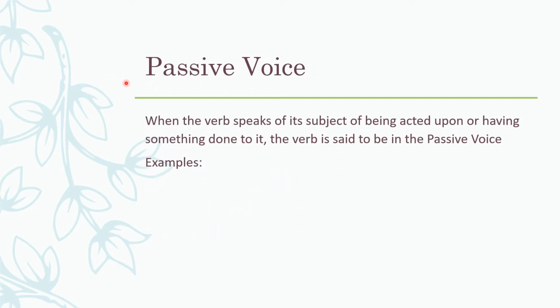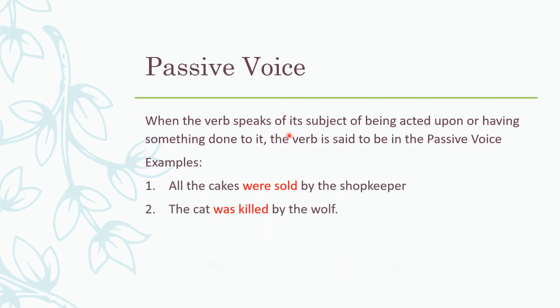Passive voice. When the verb speaks of its subject as being acted upon or having something done to it, the verb is said to be in the passive voice. Examples: all the cakes were sold by the shopkeeper. So here, were sold, the verb speaks of its subject as being acted upon or something done to it.